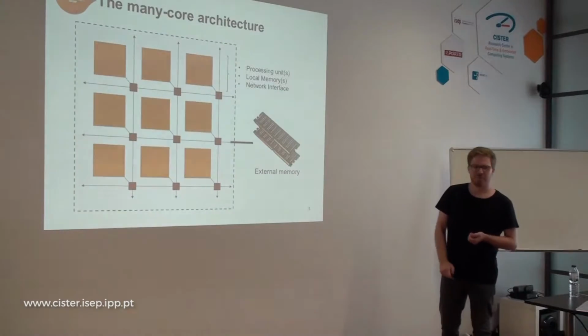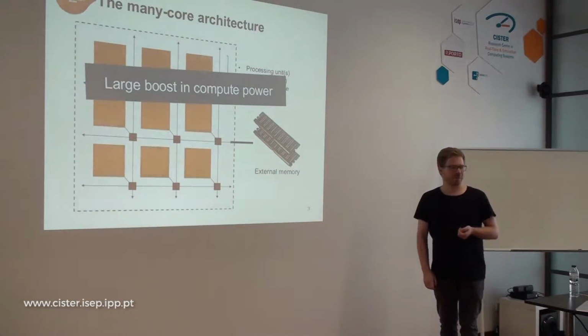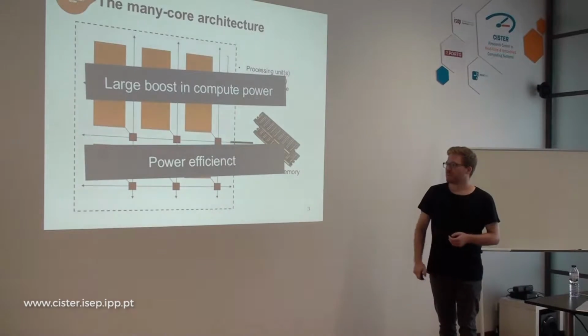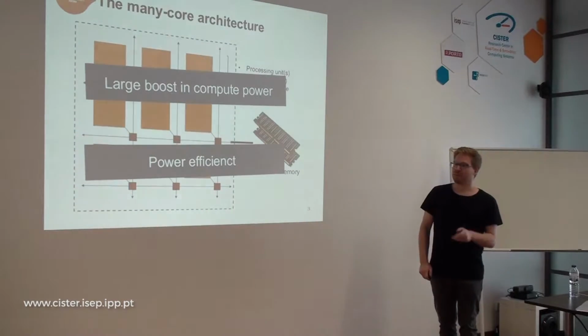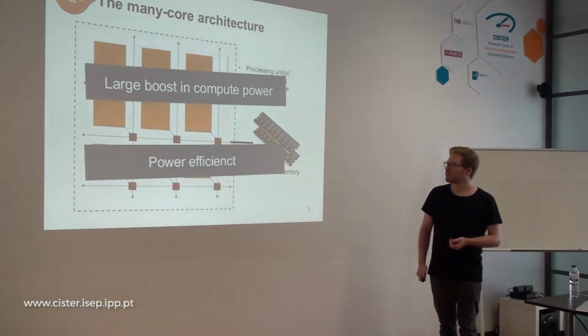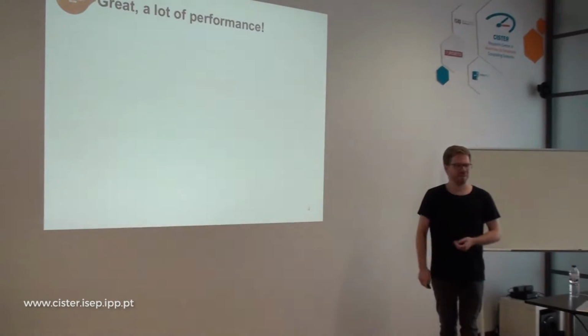Why are those platforms nice? Usually we get a large boost in compute power, just because we have so many different compute cores on one single platform. But we are also more power efficient compared to single or multi-core platforms with the same computational power. That's because we can clock each CPU with low frequency, which then affects the power consumption. So it seems really nice. We have a lot of performance and we pay less energy consumption.